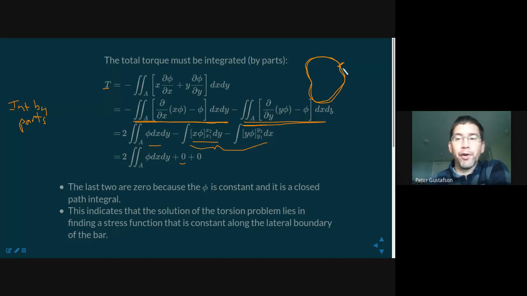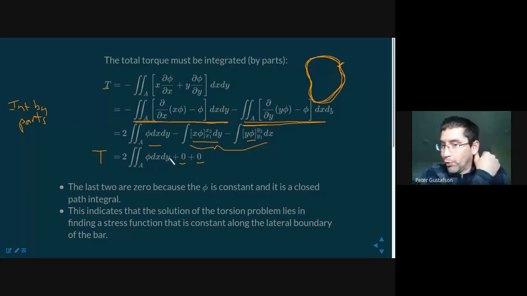Similarly, the y value again is the same as we go around this surface. And so y1 is equal to y2, and this integral also becomes 0. So what we find now is that the total torque, the resultant torque really, over the whole cross-section is 2 times the integral of the stress function over the area. Okay, 2 times the integral of the stress function over the area.